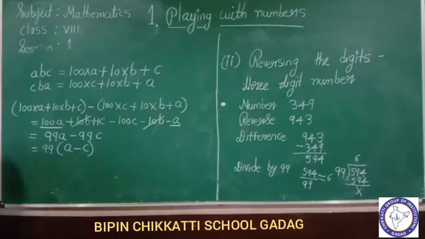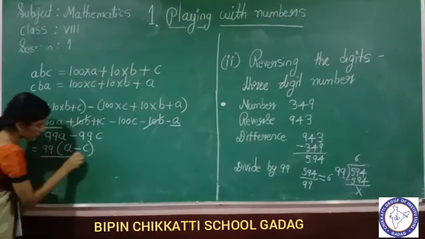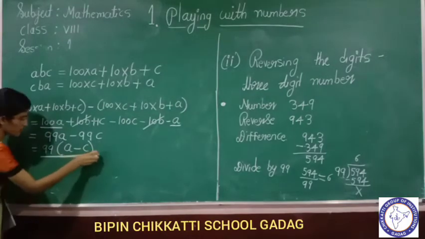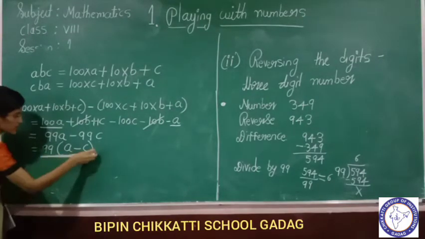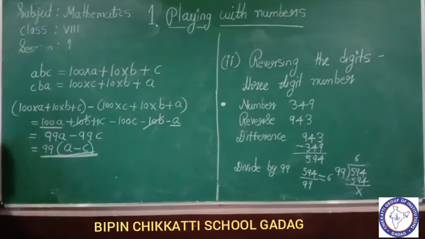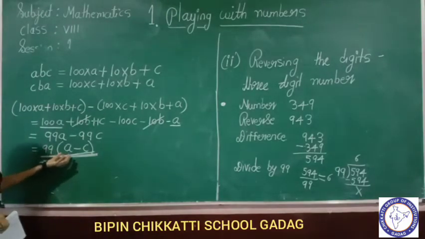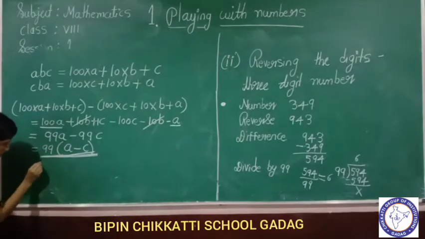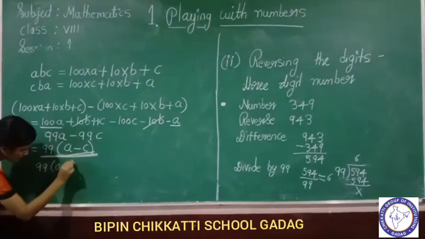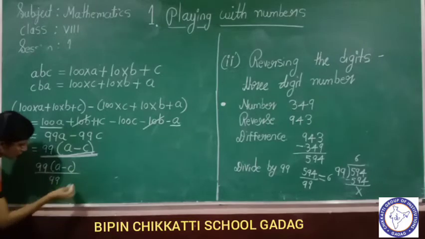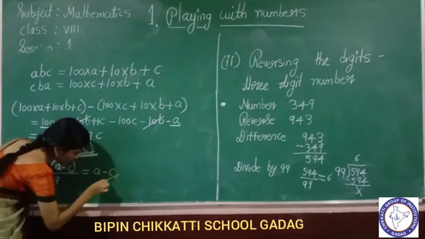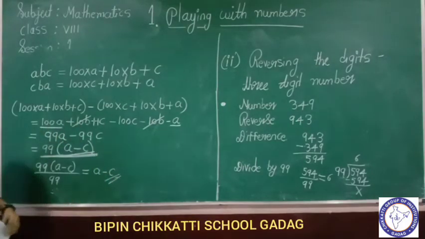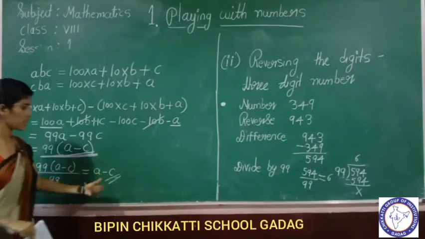Now see here, whatever number you take the difference of, this difference is a multiple of 99. Definitely it is going to divide completely, and if you divide this by 99, we get A minus C. This A minus C is the quotient.